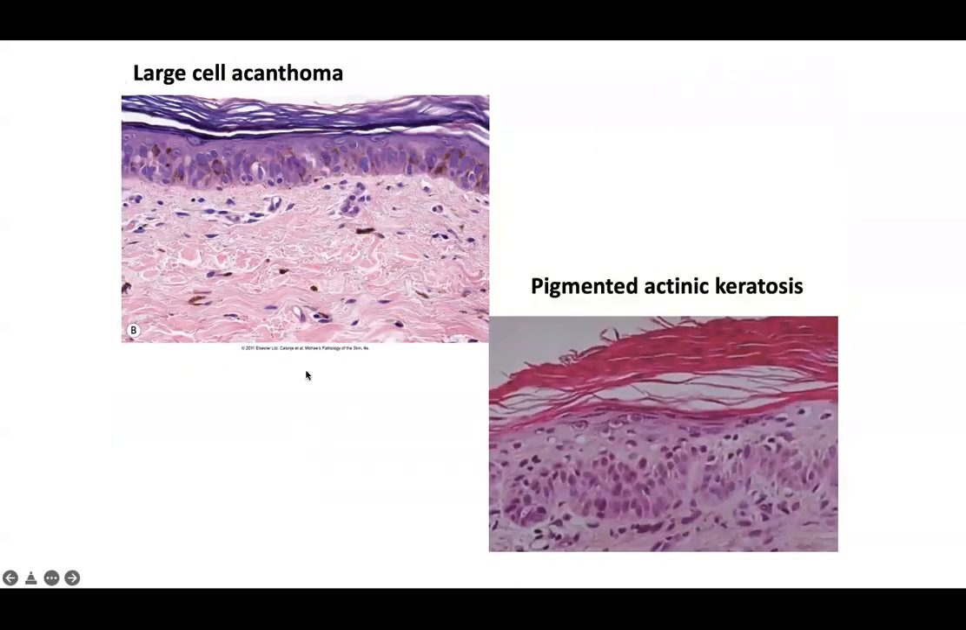So here's a side-by-side comparison between a large cell acanthoma, which we just looked at, and a pigmented actinic keratosis. You see the atypical cells are really concentrated and hyperplastic. There's a lot of crowding at the base. And then you still have some maturation. It's not full thickness atypia, so you're not getting Bowen's disease, but you also have overlying parakeratosis here. And there's scattered melanin throughout the epidermis, which is a little hard to appreciate in this picture, but it's a pigmented AK, for example.